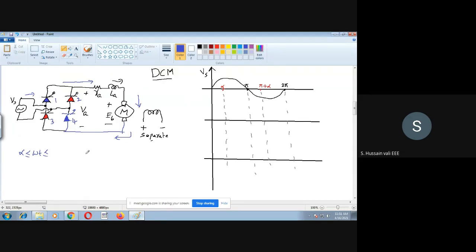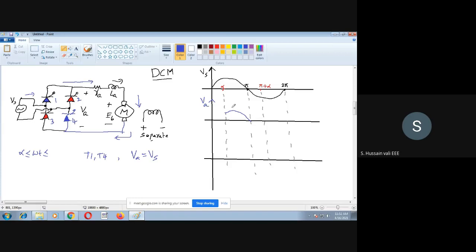So here, supply voltage, yeah. Thyristors 1 and 4 are conducting. So output voltage Va is equal to Vs. Then I will draw the output voltage here. This is the output voltage. See, output voltage is the same as supply voltage. What's next after pi?